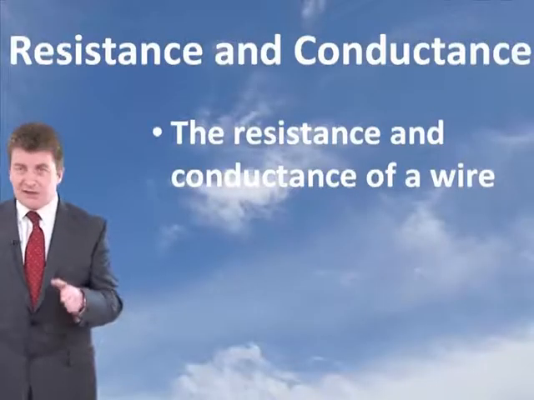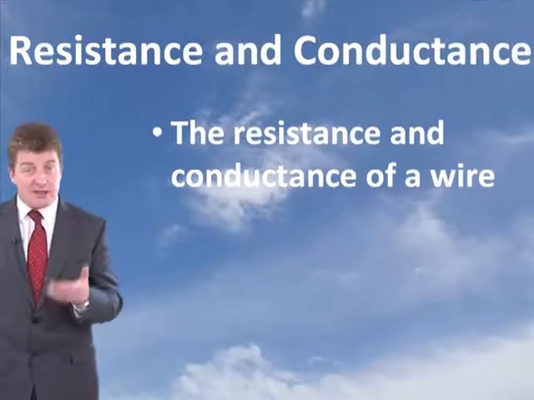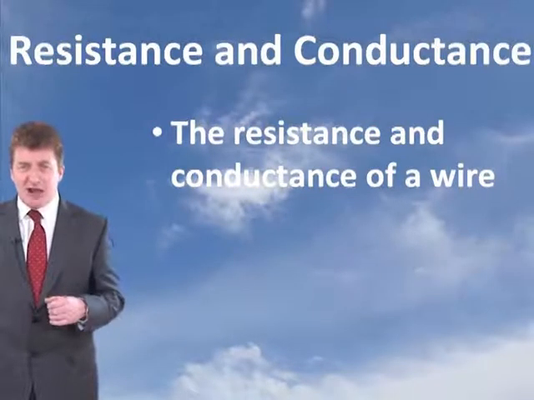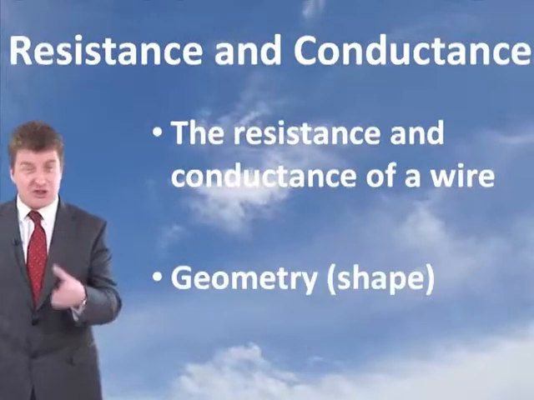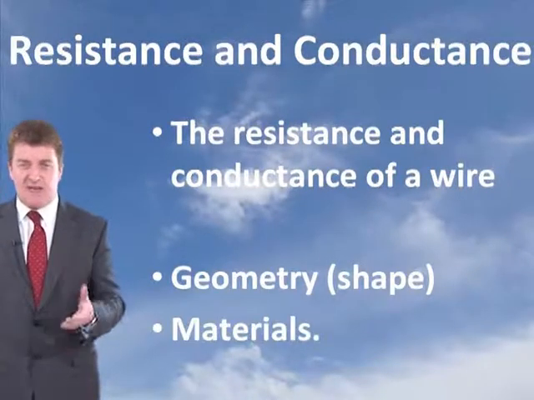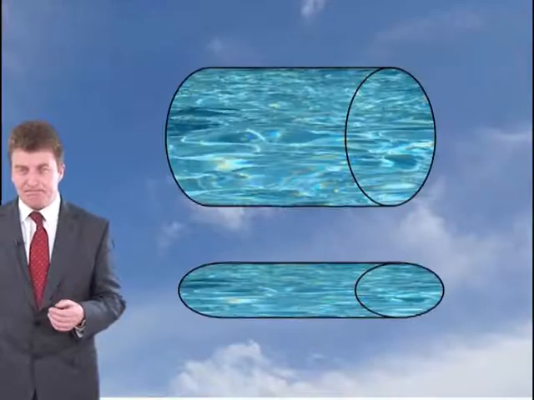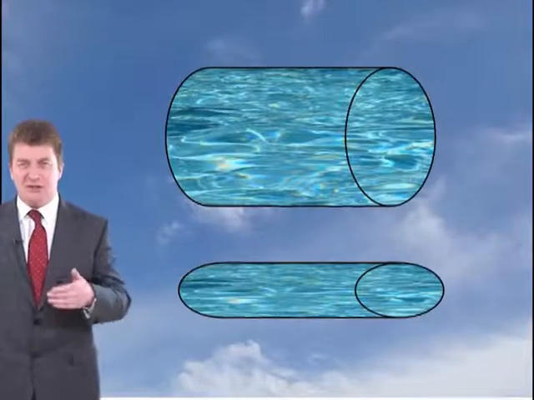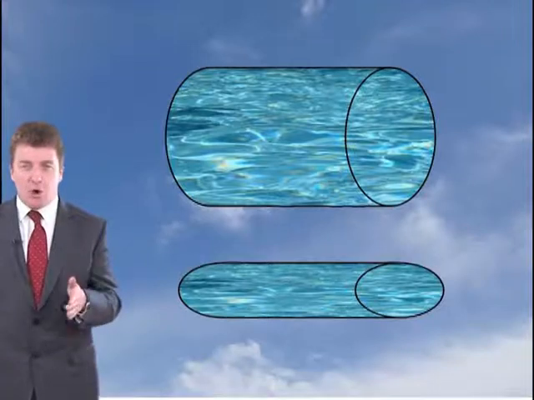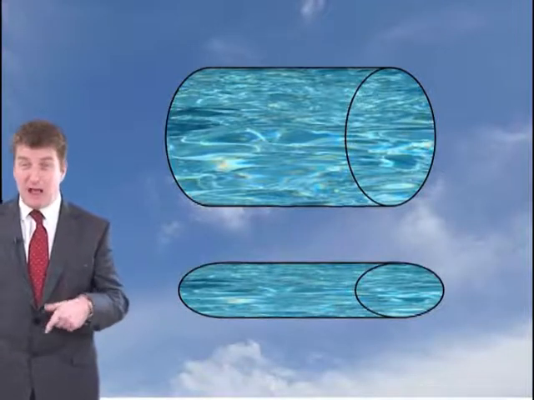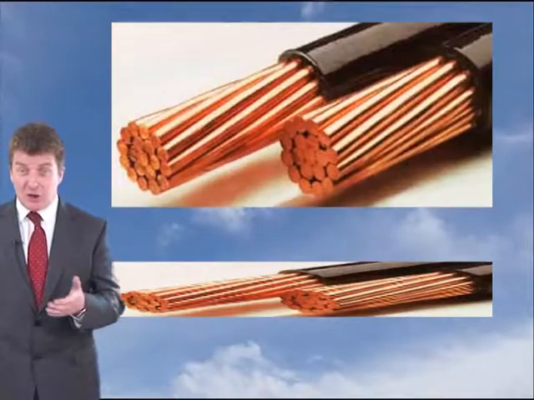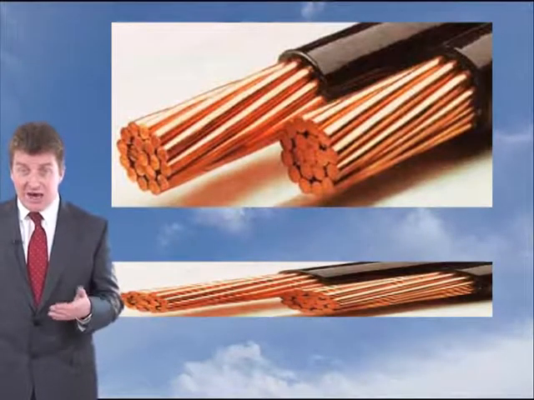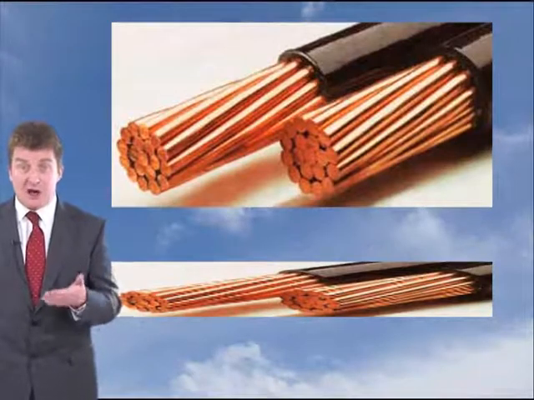Now, the resistance and conductance of a wire, resistor or other element is generally determined by two factors. You've got the geometry, which is the shape, and you've also got the material. What's it made of? Geometry is important because it's more difficult to push water through a long, narrow pipe than a wide, short pipe. In the same way, a long, thin copper wire has higher resistance than a short, thick copper wire. That's the first, that's geometry.